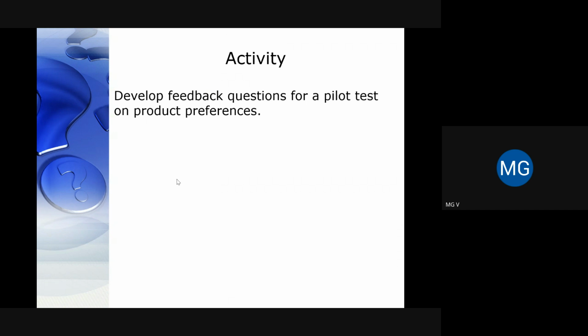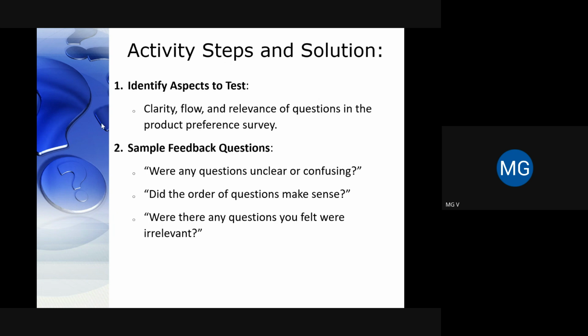So you can develop feedback questions for a pilot test on product preferences. For this, you can identify aspects to test: clarity, flow, and relevance of questions in the product preference survey. So the sample feedback questions can be: were any questions unclear or confusing? Did the order of questions make sense? Were there any questions you felt were irrelevant?